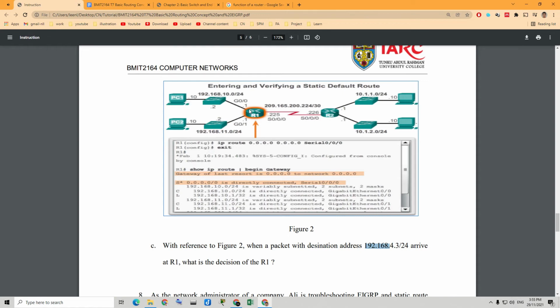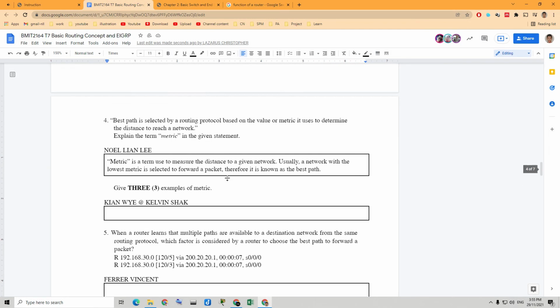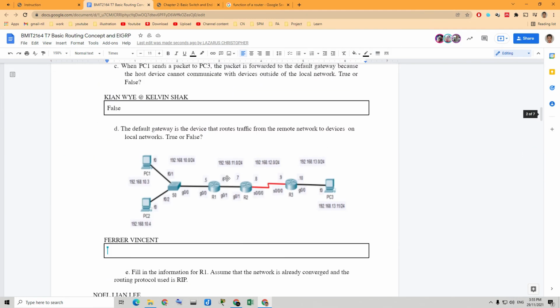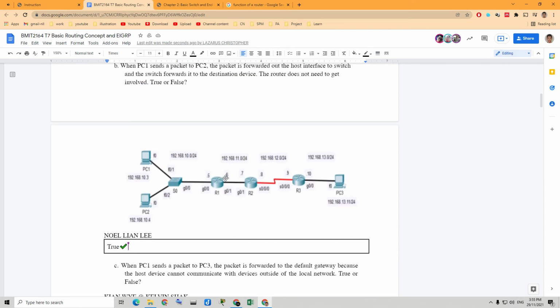All right, so for Noel, it's true because PC1 and PC2 belong in the same network, so there is no need to involve the router. When two hosts are sending to each other and they both belong to the same network, only the switch is required, working with MAC addresses. So this is the opposite of Farah's situation. Farah's situation is a remote network, so it sends to the router, being the gateway, right?